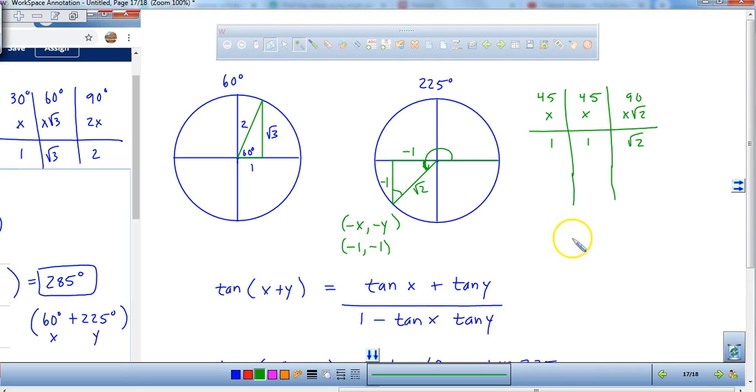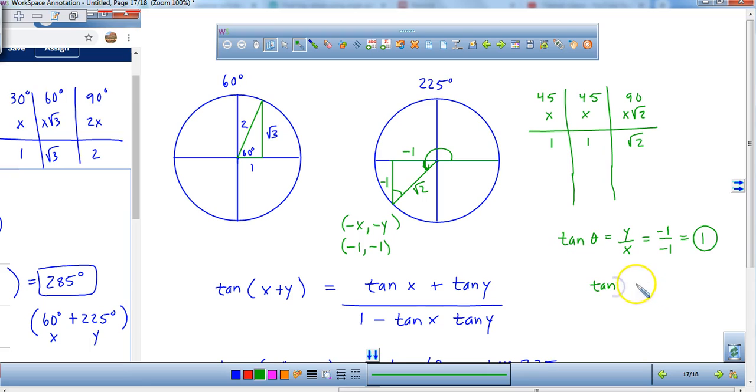Now, interestingly enough, tangent of any angle is always the y value in comparison to the x value. Well, our y value over our x value ends up becoming negative 1 over negative 1, and that just becomes a 1. So the tangent of 225 degrees equals 1. So we're going to use that.